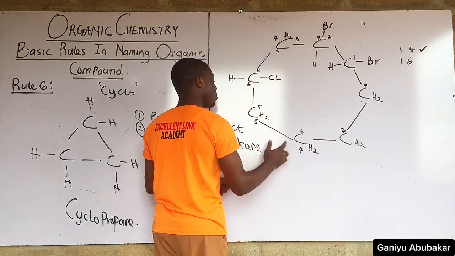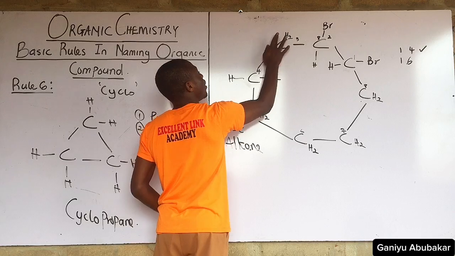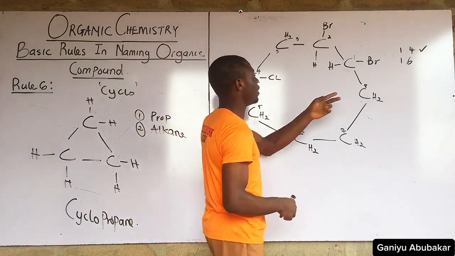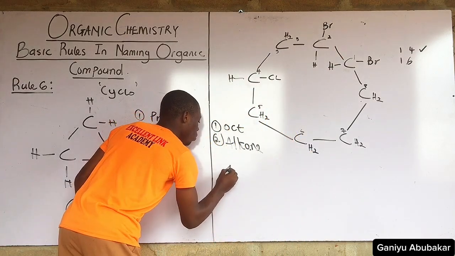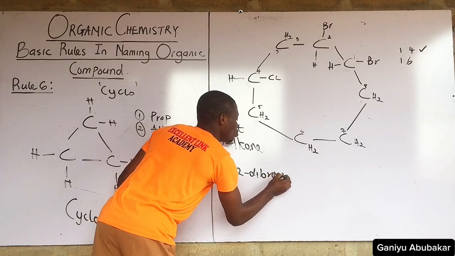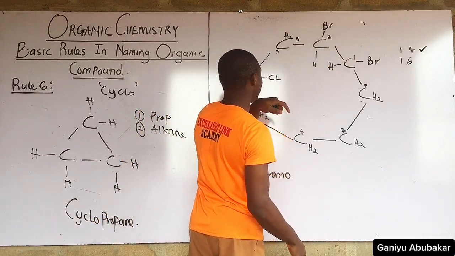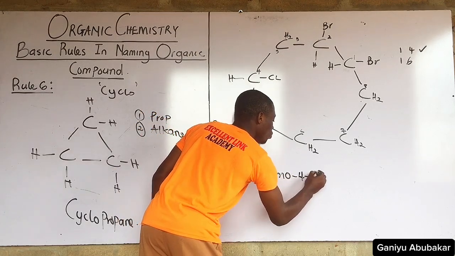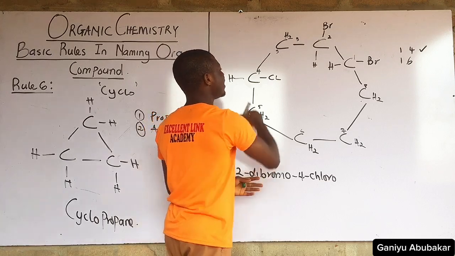I'll discard all my lower numbering and go with upper numbering. So start with bromine. I have 2 bromine here. So this 1, 2 becomes 1,2-dibromo, because there are 2. So 1,2-dibromo. This one is chlorine 4. That becomes 4-chloro.